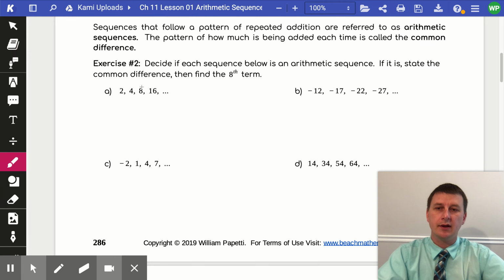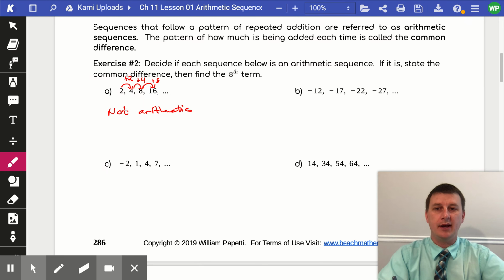2, 4, 8, 16. Now again, we want repeated addition here for it to be arithmetic. So let's start off with what we add to 2 to get 4. And what you would add is 2. So 2 plus 2 would give you 4. Now, if we were to add another 2, this would be almost an arithmetic sequence. But 4 plus 2 does not give us 8. We have to add 4. And then we have to add 8 to get to 16. So since these are different values that we're adding on each time, this sequence is not arithmetic. Because again, to be arithmetic, you need to add the same amount every time.